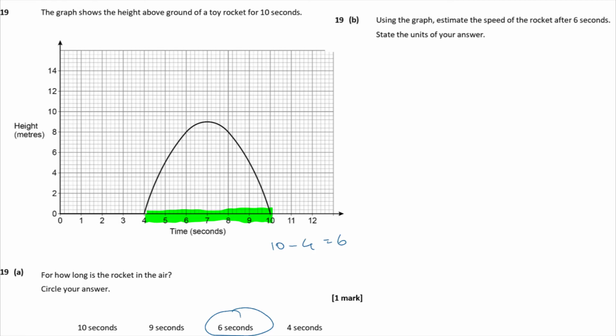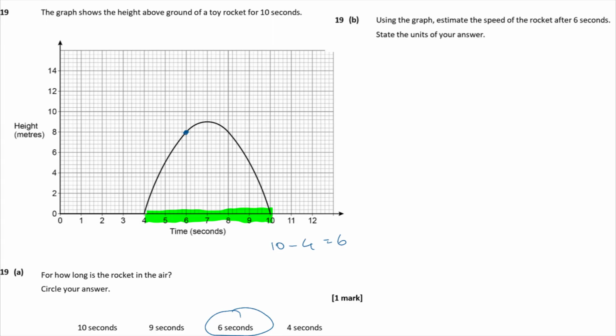Now, part B says, using the graph, estimate the speed of the rocket after 6 seconds. State the units of your answer. So after 6 seconds, this is the point on the graph for t is equal to 6, isn't it? Now, it's a curved graph at this point.